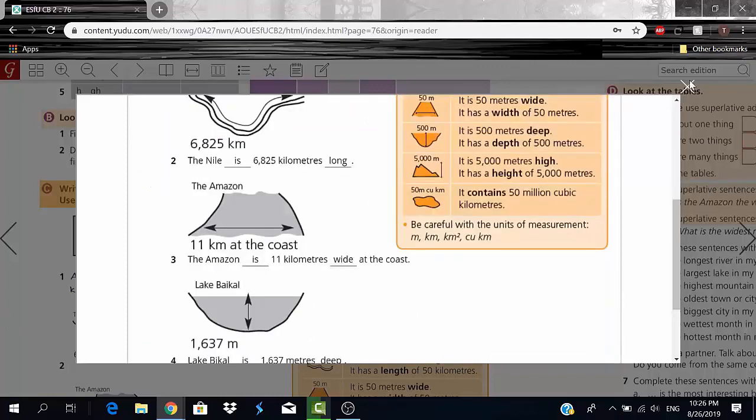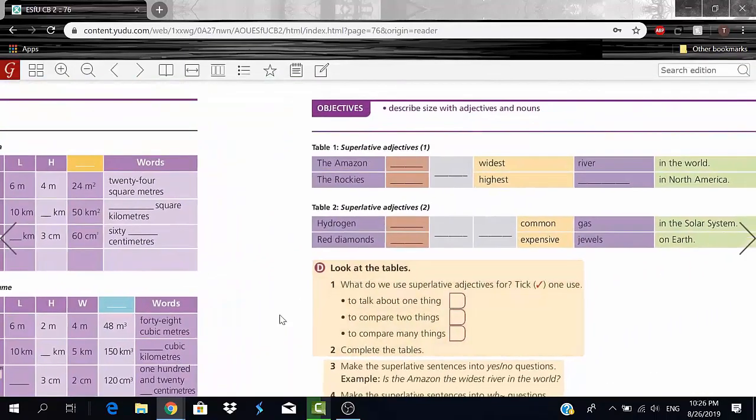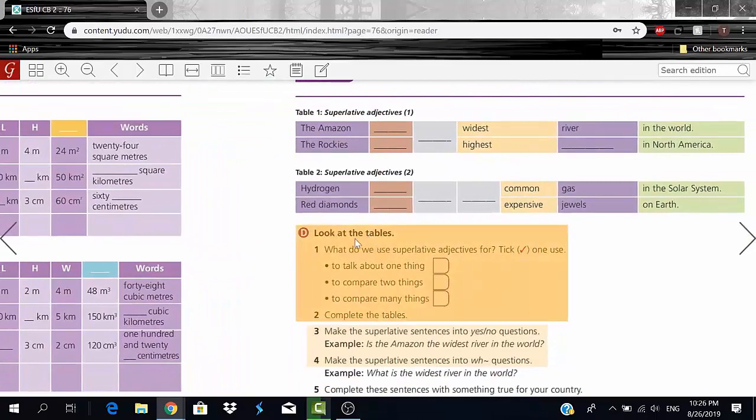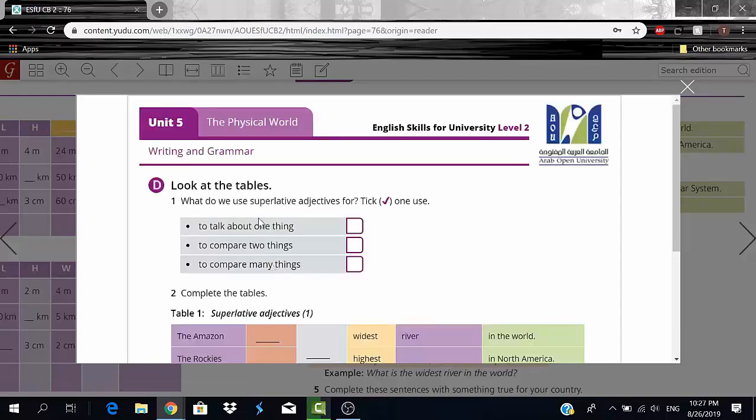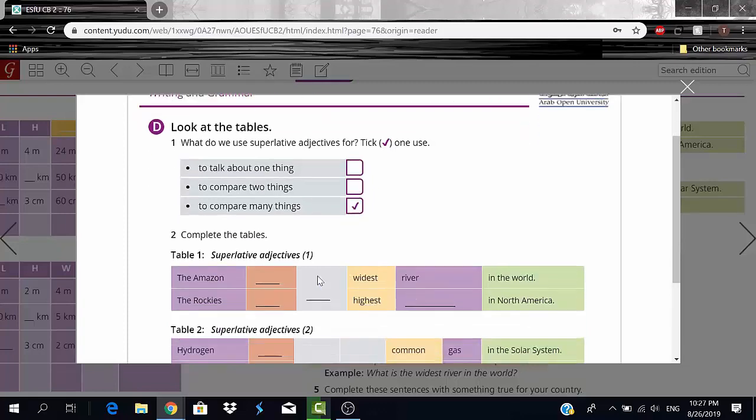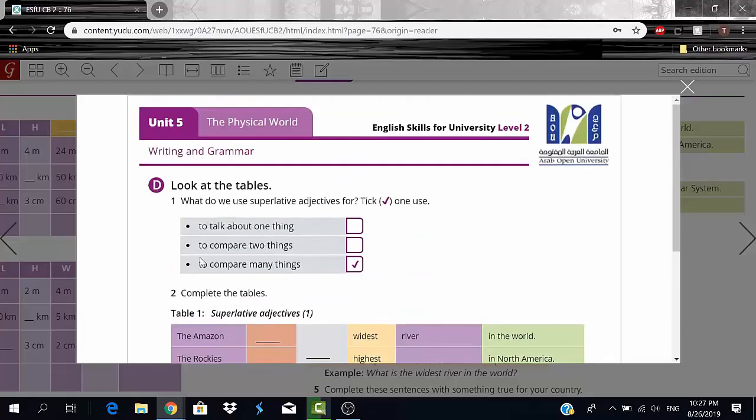Now, let's move on. Okay, so here we have exercise D. Look at the tables. So, what do we use superlative adjectives for, you guys? Do we use superlative adjectives to talk about one thing, to compare two things, or to compare many things? What do you guys think? That's correct. We use it to compare many things, okay? Unlike comparative. Comparative adjectives are used to compare between two things only, while superlative adjectives are used to compare many things, okay?